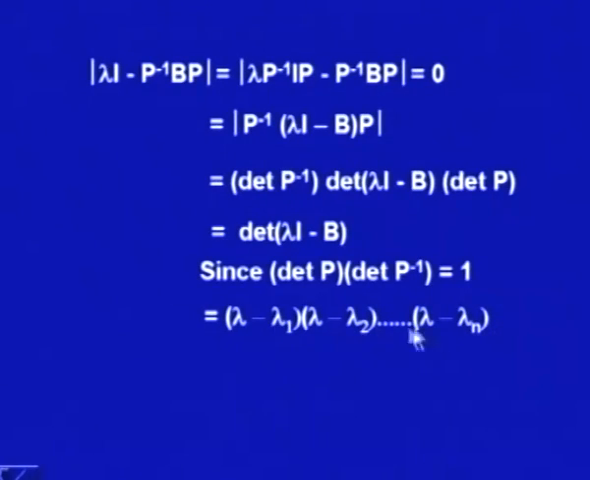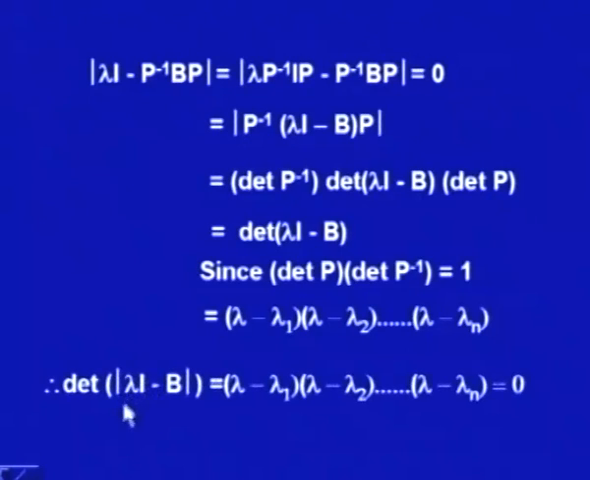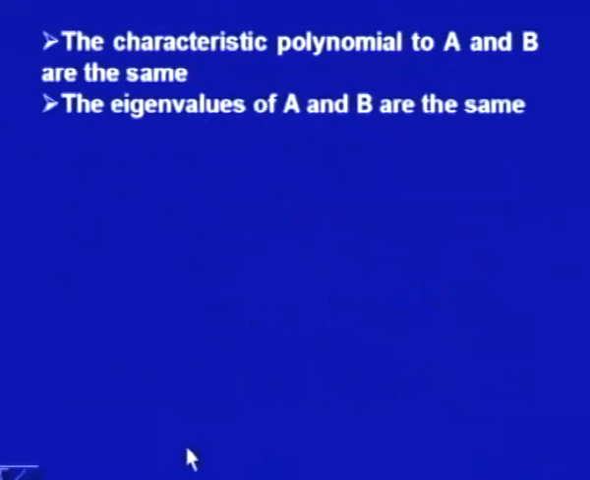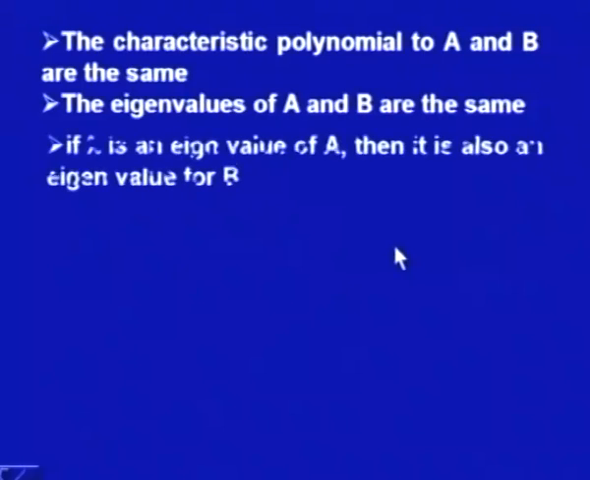And since lambda 1, lambda 2, ..., lambda n are the roots of this characteristic equation determinant of lambda I minus A equal to 0, that means they are roots of the equation determinant of lambda I minus B also, and that means the characteristic polynomials of A and B are the same, and therefore the eigenvalues of A and B are also the same. So, that proves the result, and this means that if lambda is an eigenvalue of A, then it is also an eigenvalue for B.